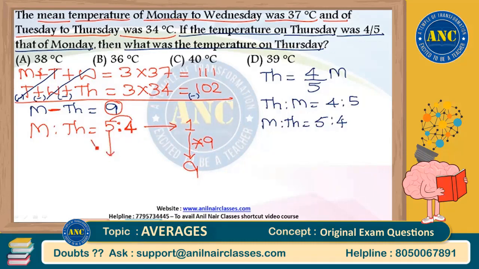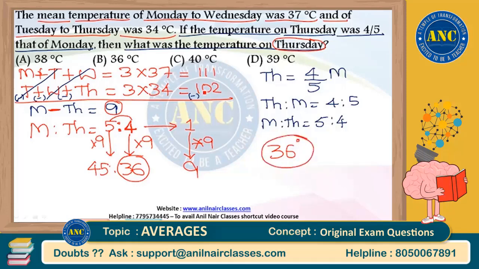5 also multiply by 9. 5 into 9 is 45. 4 also multiply by 9. 4 into 9 is 36. They are asking you the temperature on Thursday. Thursday is nothing but this value 36. The answer for this question is 36 degrees centigrade.